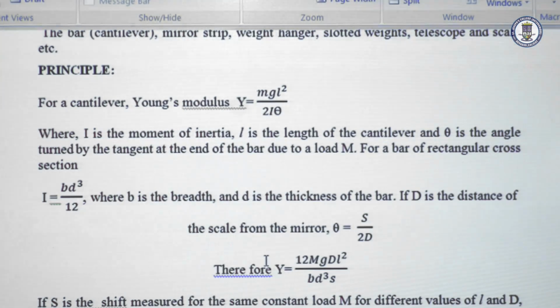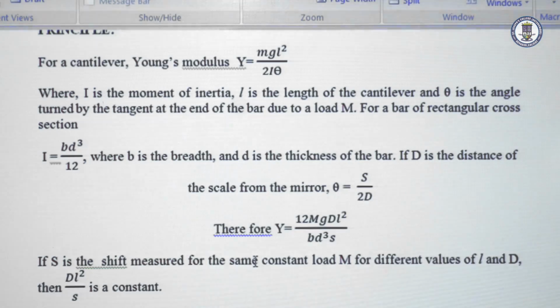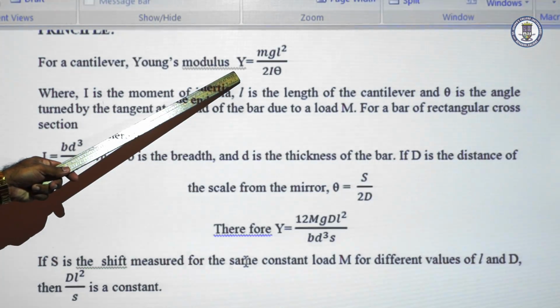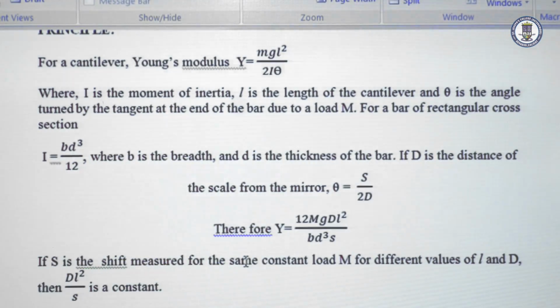Then on the scale we are getting a shift S. Now from the S, where S is the shift for a known mass m, theta can be determined in terms of S as theta equals S by 2D. Now we substitute the value of moment of inertia I and theta in the equation for Y, then we get Y equals 12 m g D L squared divided by b d cubed S. Now Y equals 12 m g D L squared by b d cubed S.